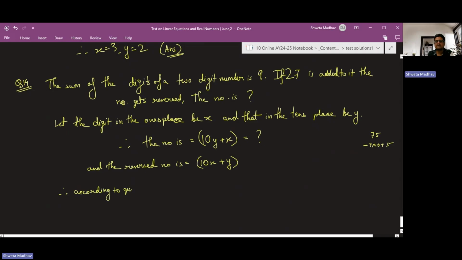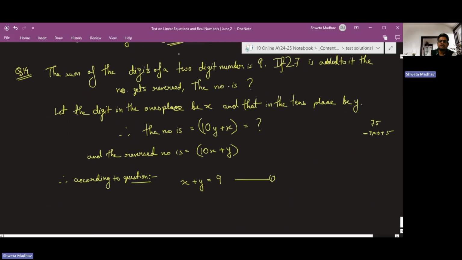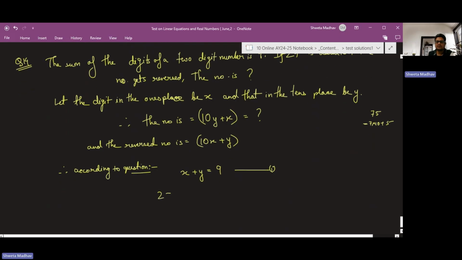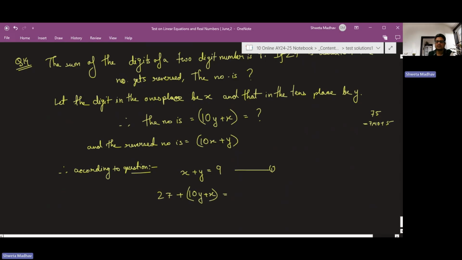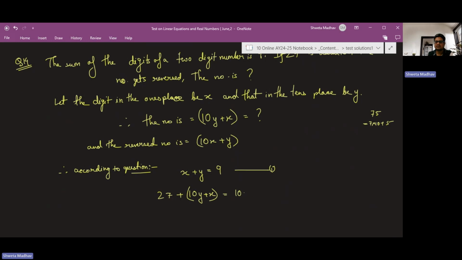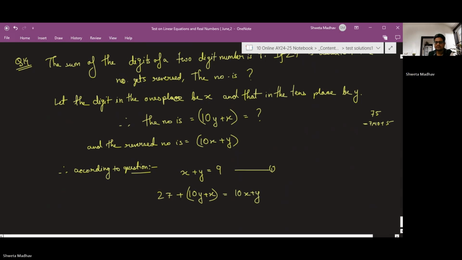According to the question, the sum of the digits is 9. That means x plus y is 9. So this is our equation 1. And it is told that if 27 is added to the number, which is 27 plus 10y plus x, then we will get the reversed number, which is 10x plus y. So this is our equation 2.